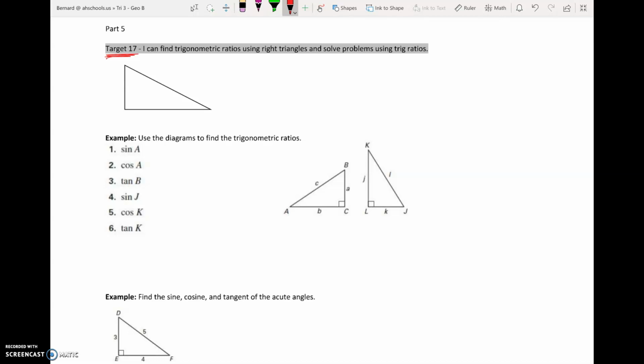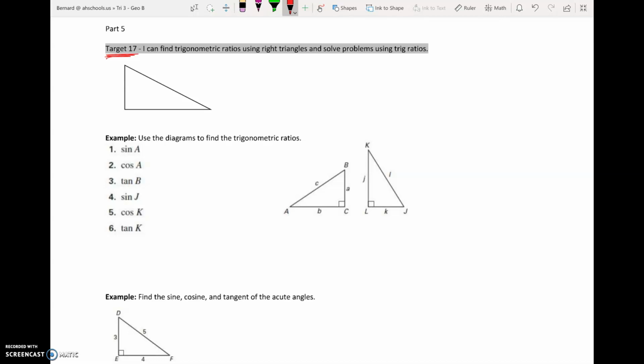We started with target 15 and there were a bunch of parts dealing with that. That was Pythagorean theorem. Then we had just a quick session on target 16. That was all about those different side length ratio or relationships that we were able to understand if we knew that we had a 45-45-90 right triangle or a 30-60-90 right triangle.